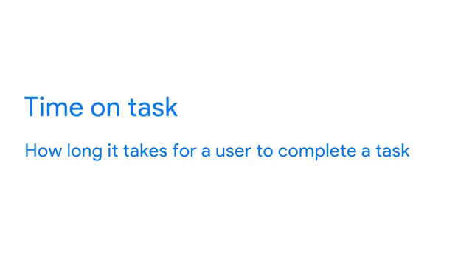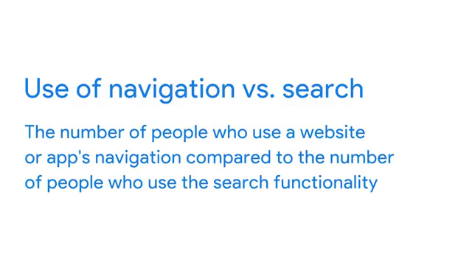First up, time on task. This measures how long it takes for a user to complete a task. A task could include filling out forms, making a purchase, or any other user activities. It's generally safe to assume that the less time it takes for users to perform a task, the more effective your UX design is.